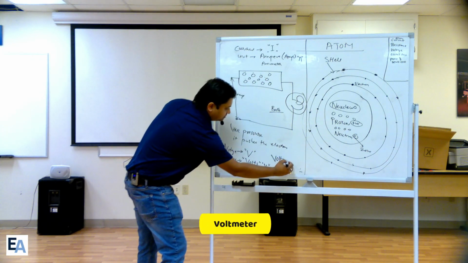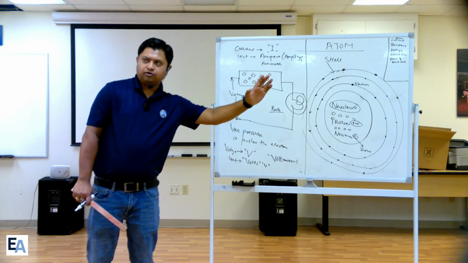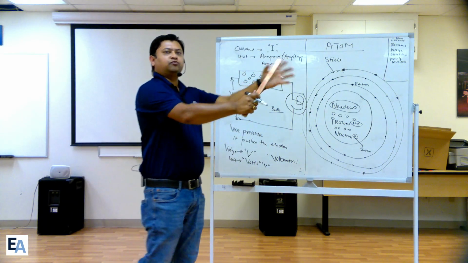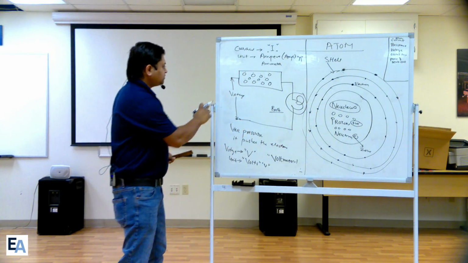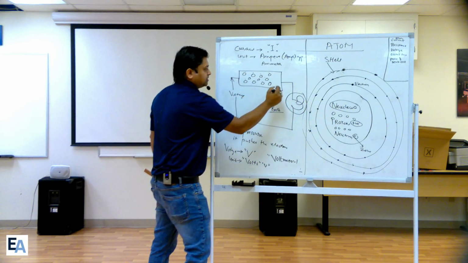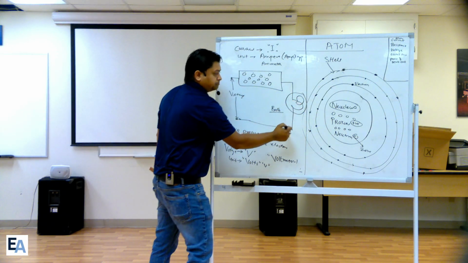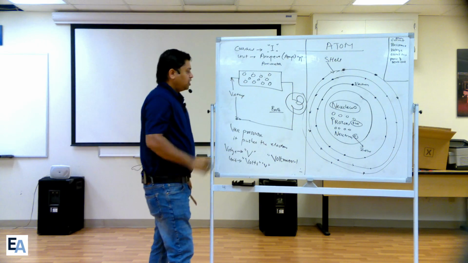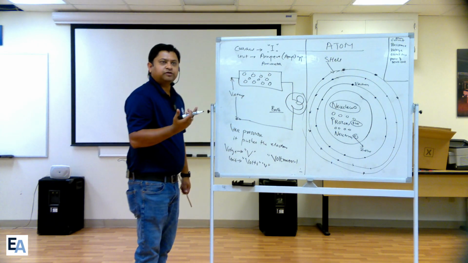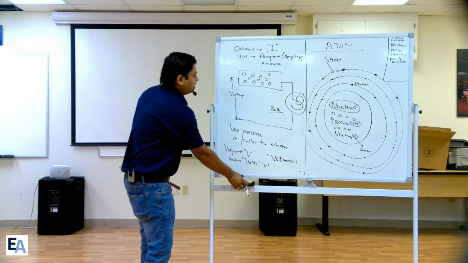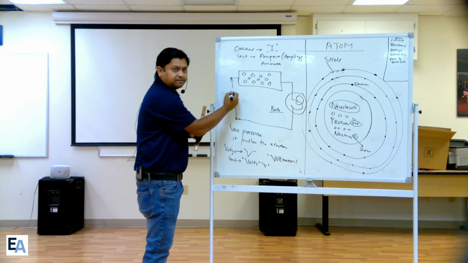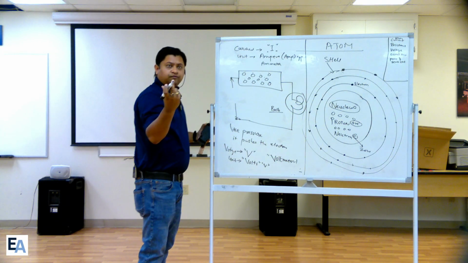V-O-L-T, voltmeter. So current is a flow of electrons, voltage is like pressure which pushes the electrons in one direction. Once this voltage pushes the electrons, they will flow through this bulb, and it will make the bulb light up or glow. Where can we get this voltage from? We can use a battery, right? Battery is the source of voltage.